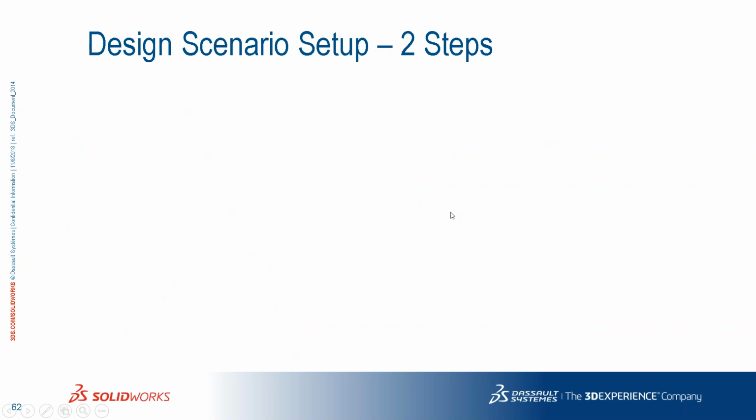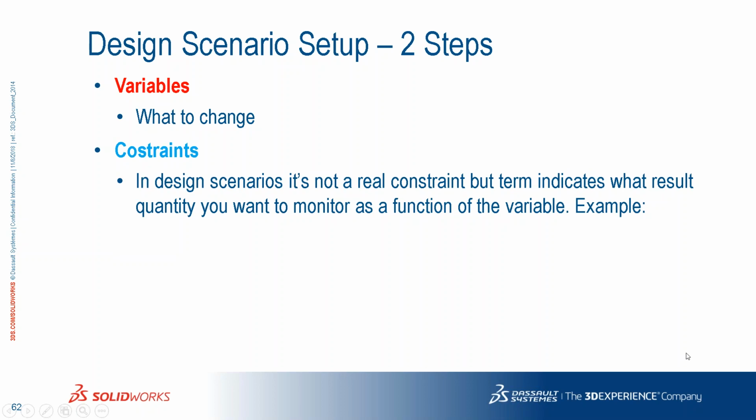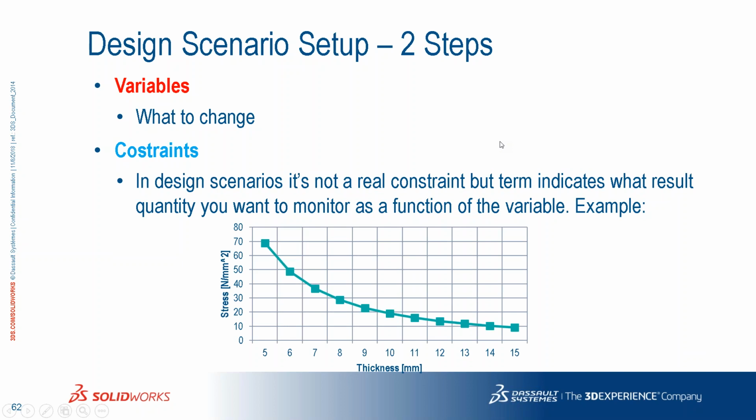So you need two steps for the design scenario. First, your variable, what you want to change. And second, in the software it is called constraint, but actually it is not a constraint, it's just the parameter you want to monitor as the variable is changing. So for example, you are monitoring the stress, so how the stress is changing as a function of the thickness. The name constraint comes from the fact that the same interface is used for optimization, and in optimization, the stress is used as a constraint to limit the maximum stress.